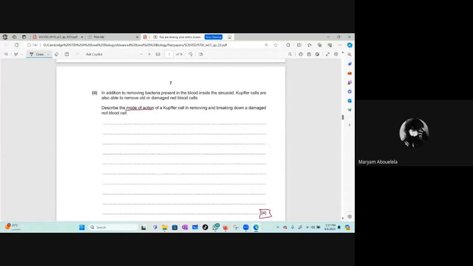The hydrolytic enzymes, endocytosis. What? The hydrolytic enzymes break down the damaged cells and organs. No, this is part of the answer. Describe the mode of action of the cover cell in removing damaged red blood cells and removing something foreign. This cover cell, what does it look like to you?